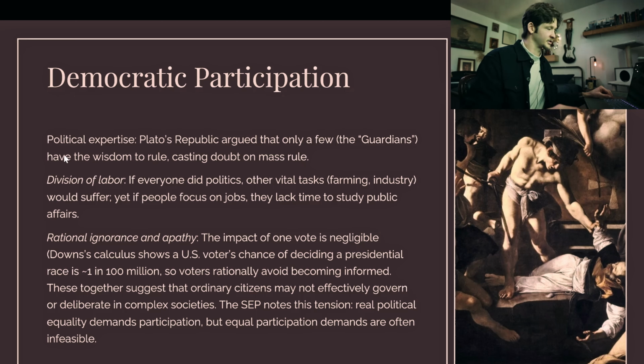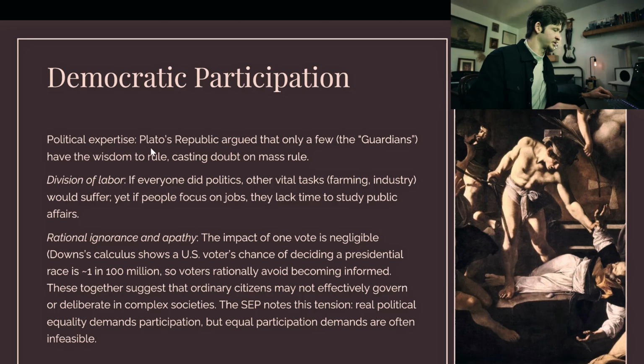Now, democratic participation. And this is the next section in the SEP. And we're just going through this really fast. I'll leave a link to the Stanford Encyclopedia of Philosophy on Democracy if you wish to read the whole thing, but I don't have time to sit here and go through the whole thing in its entirety, although you can do that on your own. I'll leave a link to it.